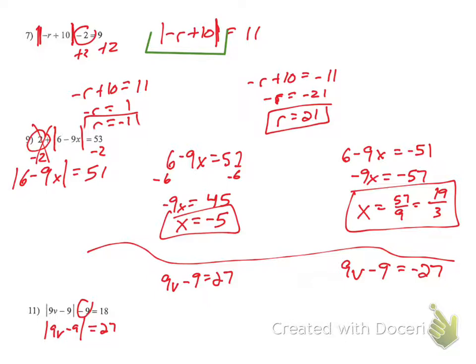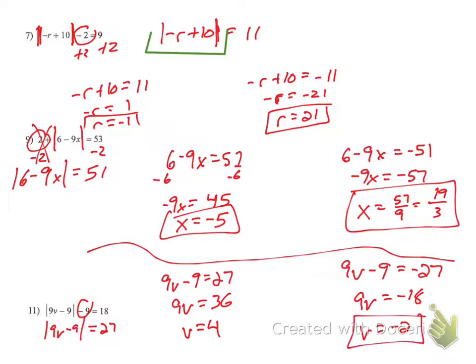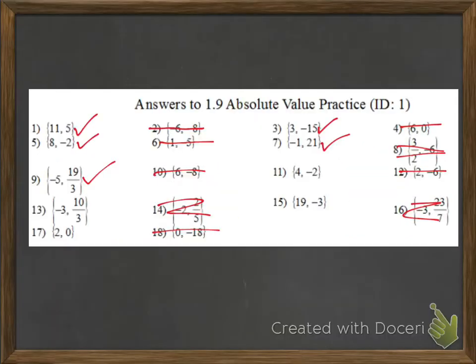So then I'm going to add 9, so 9v is going to equal 36. And then if I divide each side by 9, I'll get v is equal to 4. My second equation, I add 9 to each side, so I'll get 9v is going to be equal to negative 18. Divide by 9, I'll get v is equal to negative 2. So those are my two answers. So 4 and negative 2.